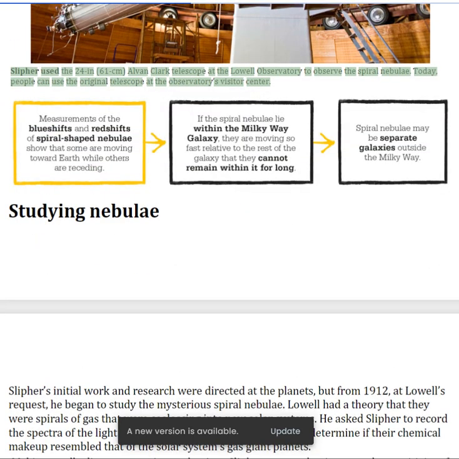Slipher used the 24-inch Alvan Clark telescope at the Lowell Observatory to observe the spiral nebulae. Today, people can use the original telescope at the observatory's visitor center.